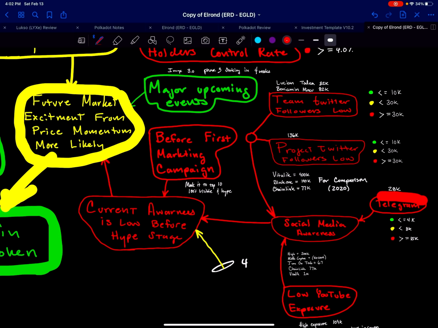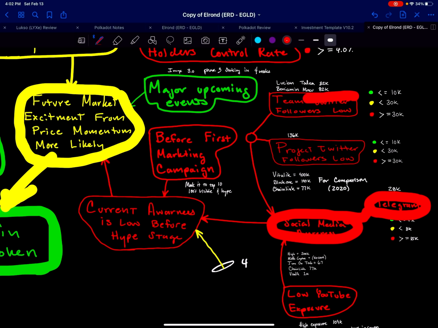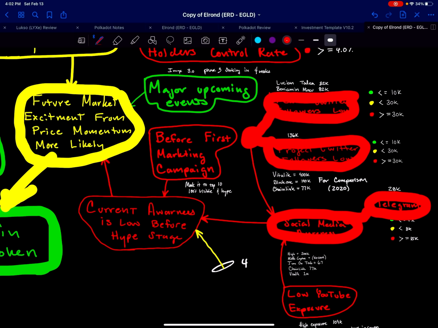Okay, so let's get into social media. Telegram group is pretty large. Social media awareness is pretty significant. You're not an early arriver within the current blockchain space right now. They're one of the higher aware projects with 82,000 followers of their team, and the project itself has 136,000 followers. So that's pretty large for the crypto space.